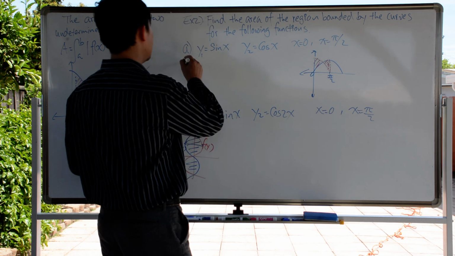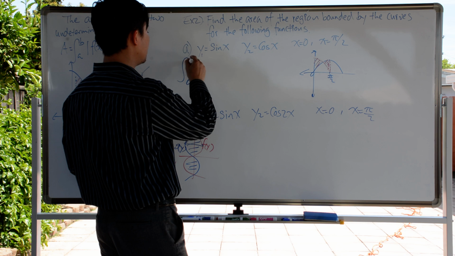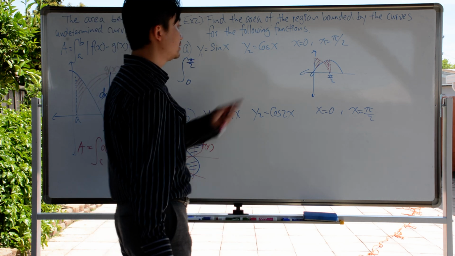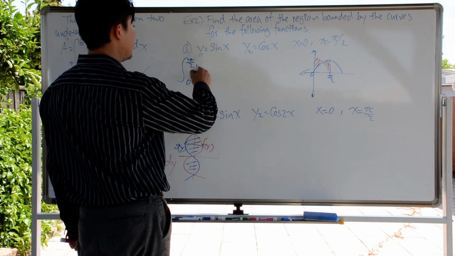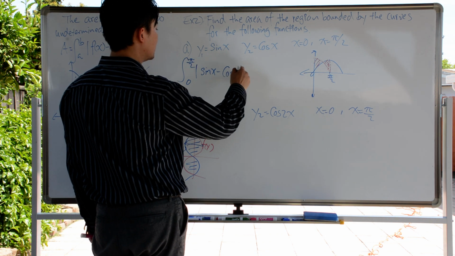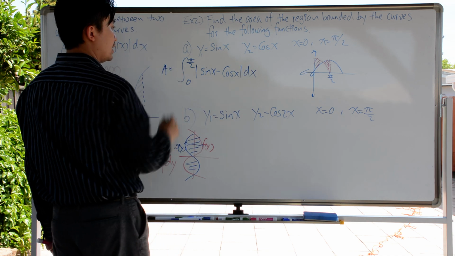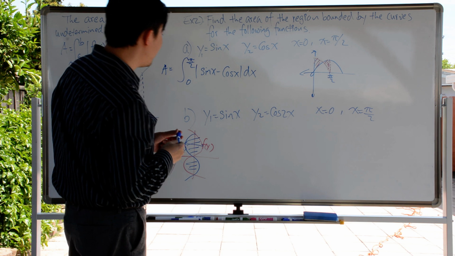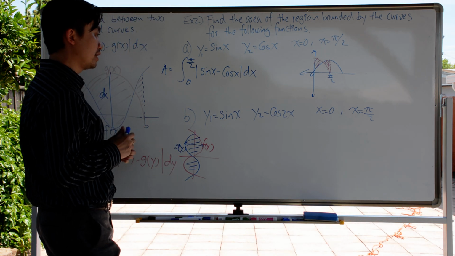So now let's just set up the integral from 0 to pi over 2. And the nice thing about this, the lower bound and the upper bound are all given. And then it's the absolute value of sine of x minus cosine of x, and then dx. Now for those who might be wondering, how do we evaluate this? How do we find the exact value for the area?